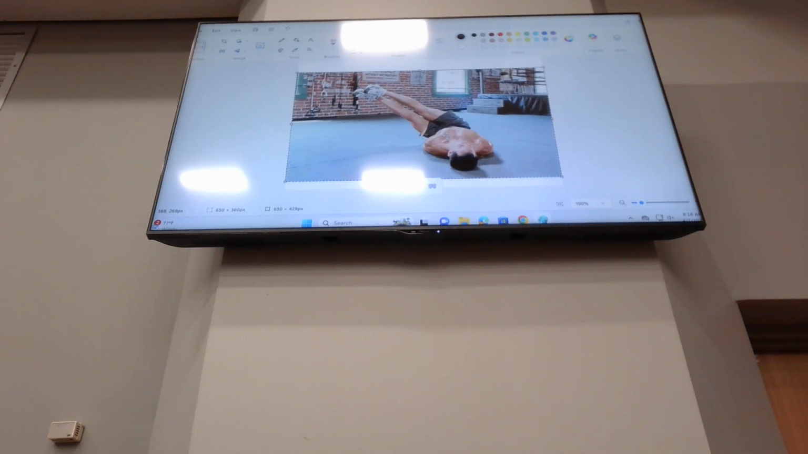Gravity's trying to twist his trunk to the right. I don't need muscles that are trying to twist his trunk to the right. I need muscles that are trying to twist his trunk to the left. I need left transverse trunk. And I'm going to cue those muscles.